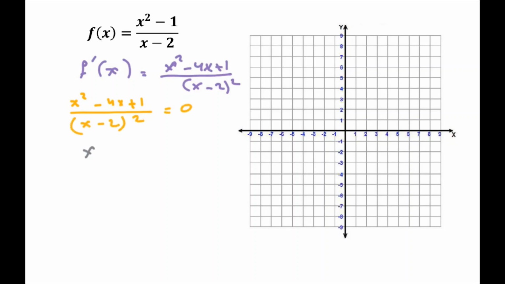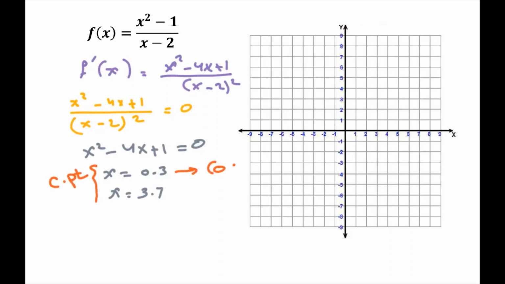And we cross multiply, you will get x squared minus 4x plus 1 equal to 0. And then if you put this in the calculator, or if you use the quadratic formula, you will get x equals 0.3 and x equals 3.7. So these are critical points. If you substitute in the function here, you will get 0.3 and 0.5, and 3.7 with 7.5. So f(3.7) is 7.5.